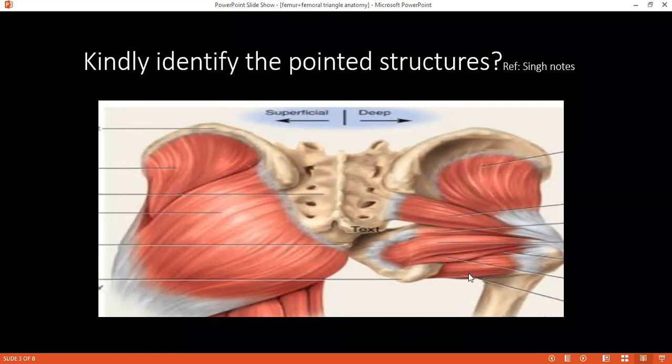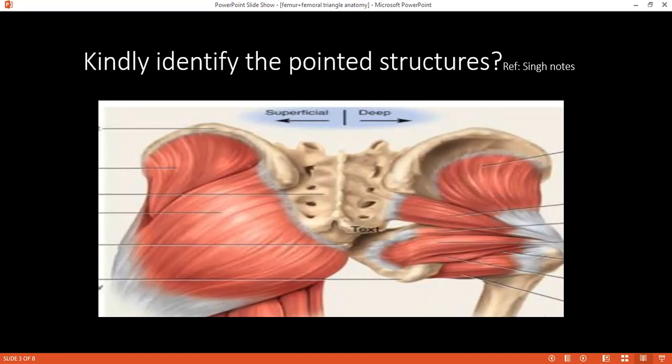Quadratus femoris. Can you please tell me the origin and insertion of the quadratus femoris muscle? It arises from the lateral part of the ischial tuberosity, and it inserts into the quadrate line on the femur. Quadrate tubercle of the femur, yes. What is the nerve supply of this muscle? Nerve to quadratus femoris. Yes, very good. And the action? These muscles are lateral rotators of the thigh.